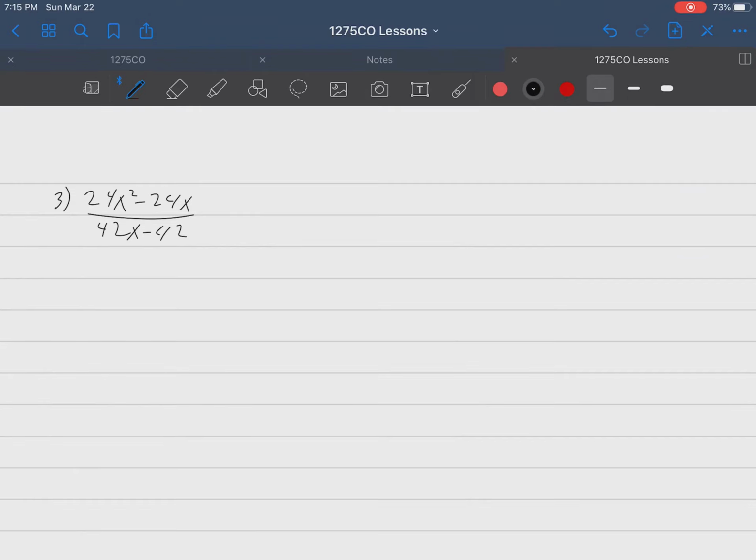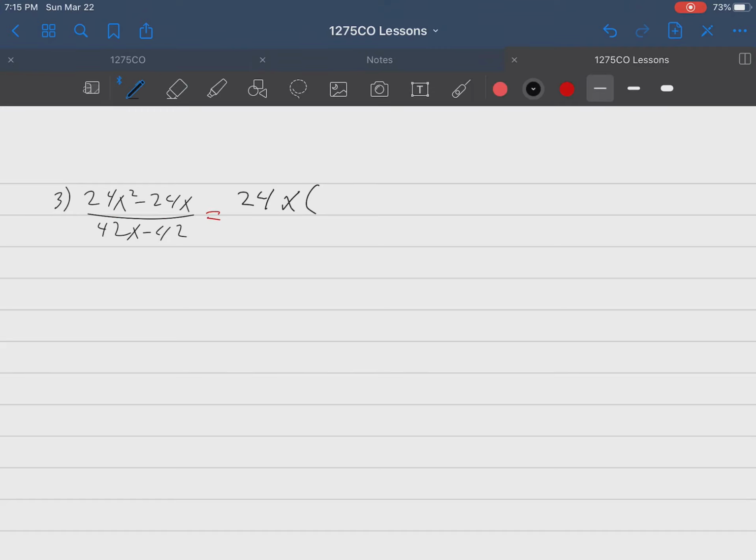So in a case where you have an expression up top that needs to be factored, we can factor that. That's going to say 24x squared minus 24x. 24x is the greatest common factor. And remember, 24x divided by 24x is equal to 1, or in this case, -1.